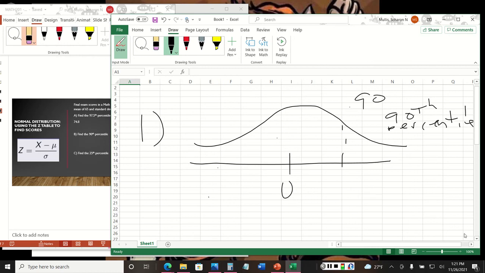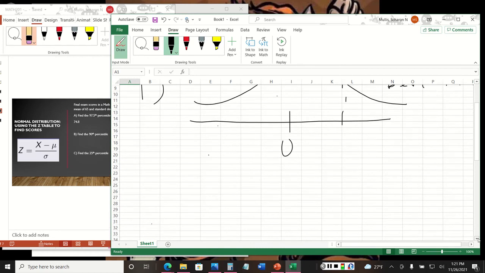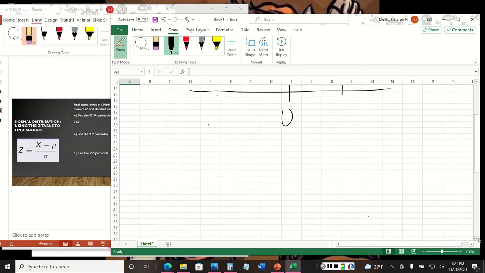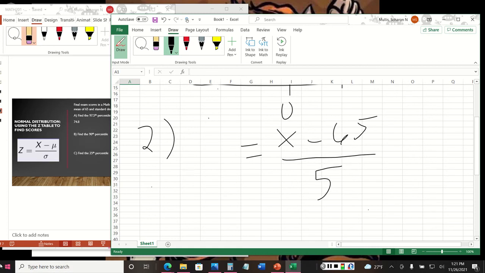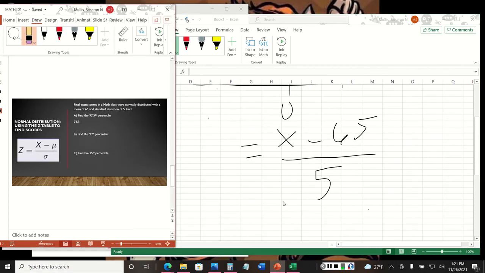Now the next thing we want to do is look at our equation and see what we have. We know that we're going to have the z number very shortly. So we'll just use z equals (x minus mu) divided by 5. x is the unknown value, which is the score we're trying to get. The mu, again, is 65, that's the mean. All of that is divided by 5, which is the standard deviation.